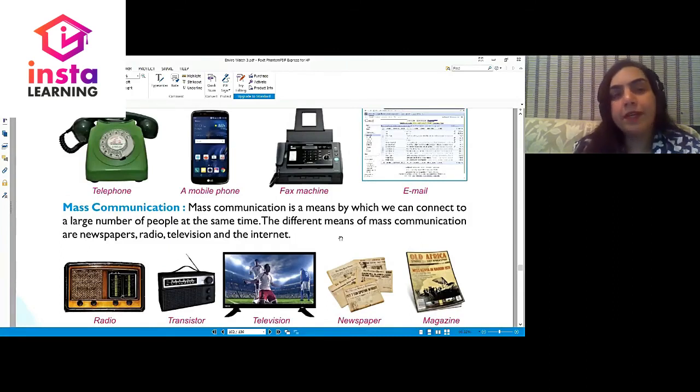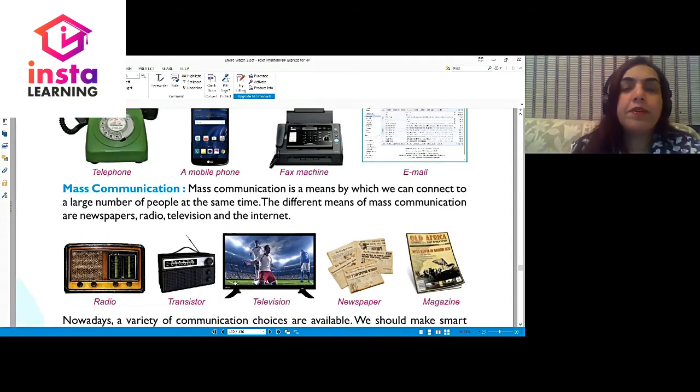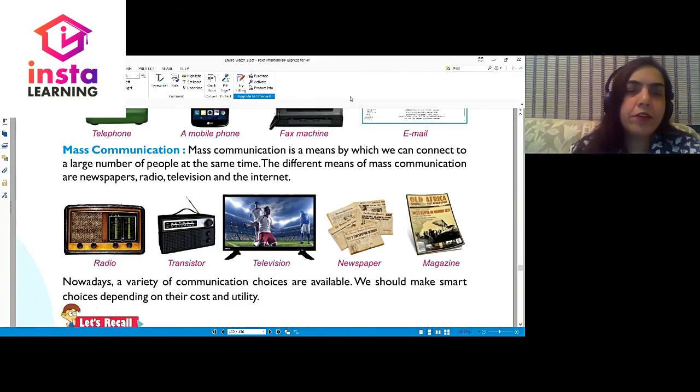Mass communication is a means by which we can connect a large number of people at the same time. The different means of mass communication are newspapers, radio, television, and the internet. You can see the pictures in your book. Children, nowadays, a variety of communication choices are available. We should make smart choices depending on their cost and utility.